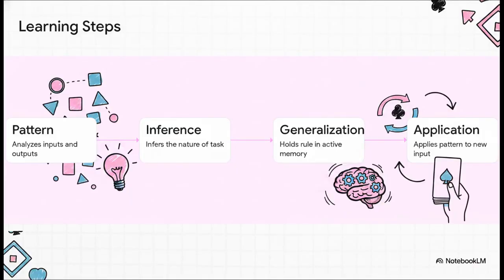So, according to the research, this learning process happens in 4 really distinct steps. First, pattern recognition. The model looks at the inputs and outputs you gave it and spots the structural link between them. Second, task inference. It has this aha moment where it figures out what the actual job is based on those patterns. Third, generalization. It takes that rule and essentially holds it in its active memory. And finally, application. It applies that brand new pattern to the unseen input you left at the very end of your prompt.